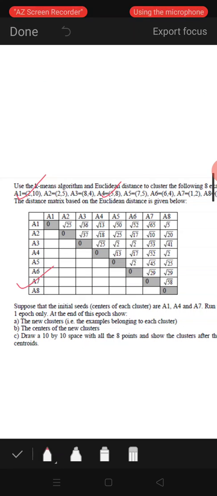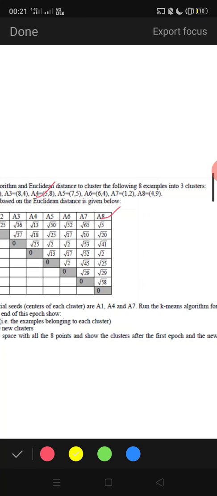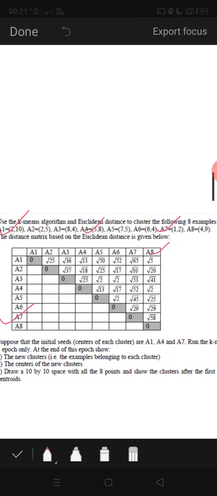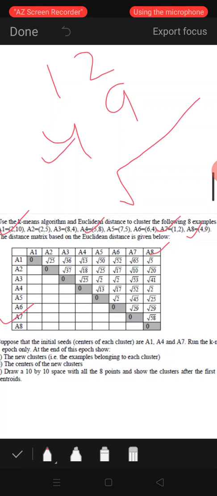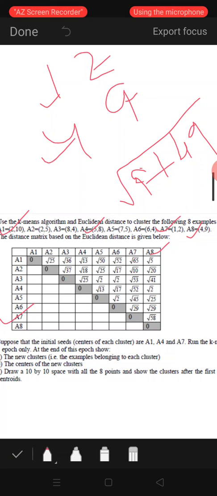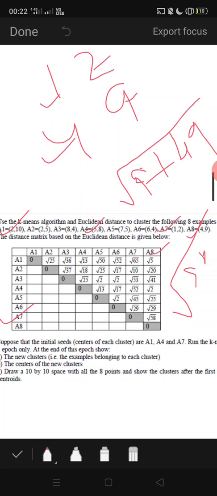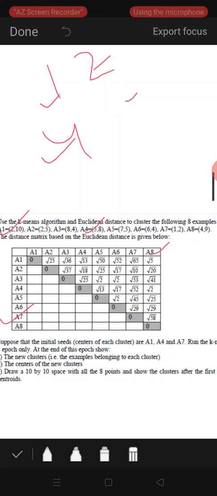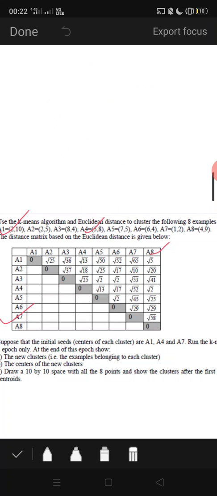Next, just suppose A7 and A8. What is A7? First you write down. A7 is (1,2), and A8 is (4,9). So square root of, x-axis difference is 3, 3 squared is 9, plus 9 minus 2 is 7, 7 squared is 49. So square root of 9 plus 49 is 58. A7 to A8 is square root of 58. Correct. Like this way, first I should find the Euclidean distance where r equal to 2, that is, x-axis minus x-axis squared plus y-axis minus y-axis squared, whole square root.